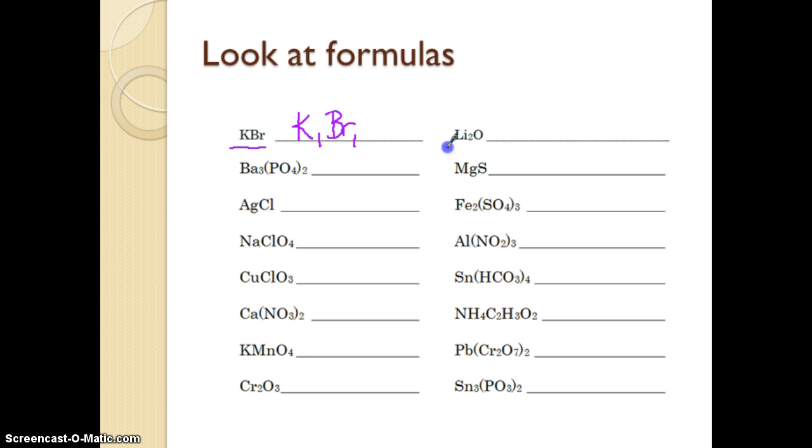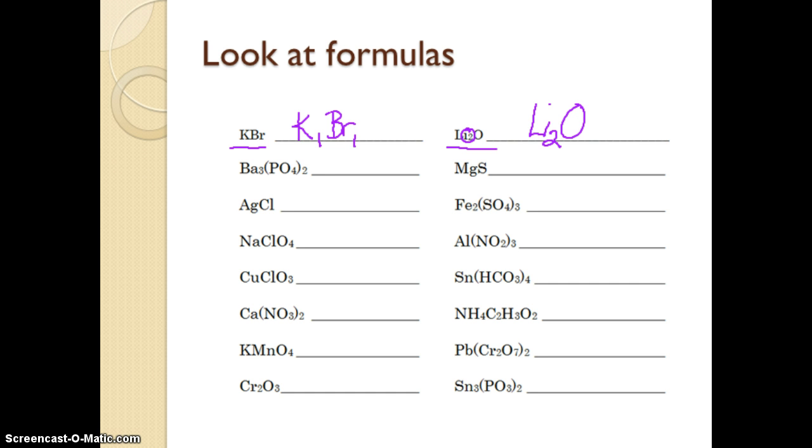Let's take a look at this formula. Now we do have a number, and it's the number 2. So I have Li, which you should remember is lithium, 2, and an O for oxygen. So it has 2 lithium ions and an oxide ion.